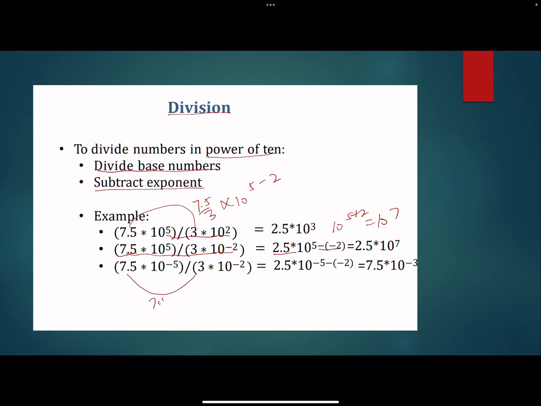On this one, it's 7.5 divided by 3 times 10 to the minus 5 minus 2. So minus minus will give us plus, so it's 10 to the minus 5 plus 2, which is 10 to the minus 3. And the base is 2.5. So this is the answer for us.